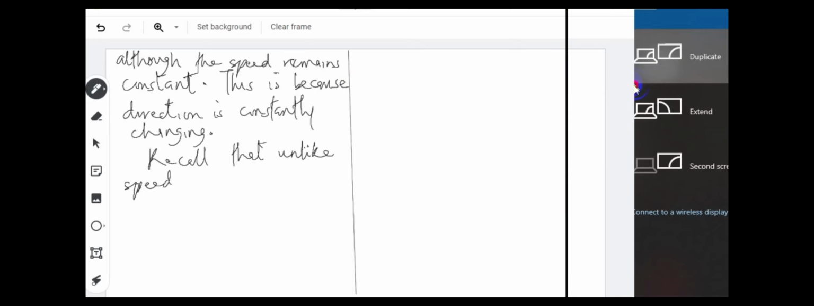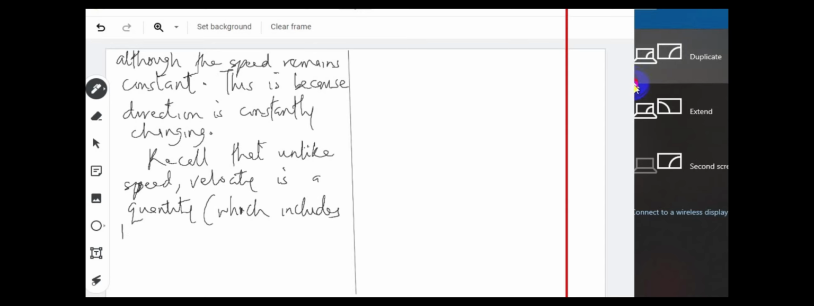Recall that unlike speed, velocity is a vector quantity, which includes both magnitude, which is size, and direction.